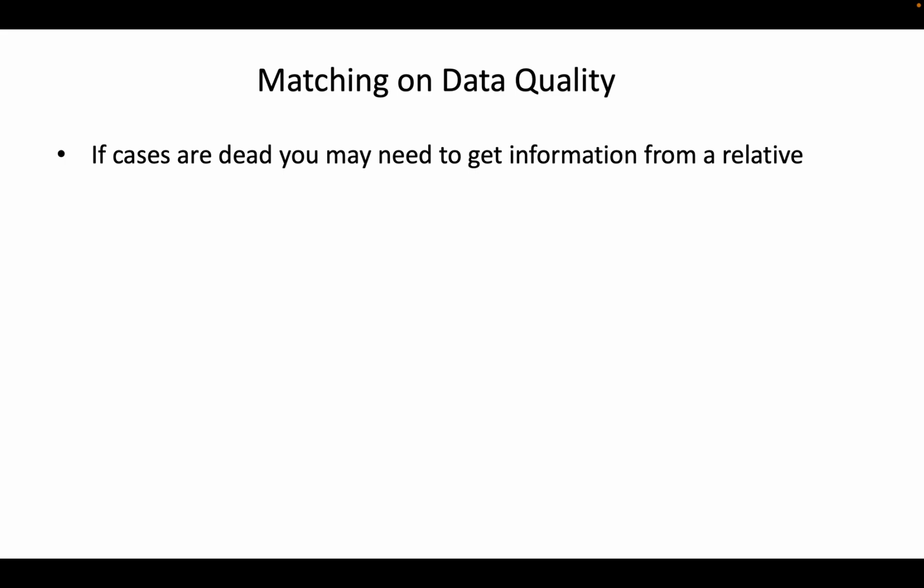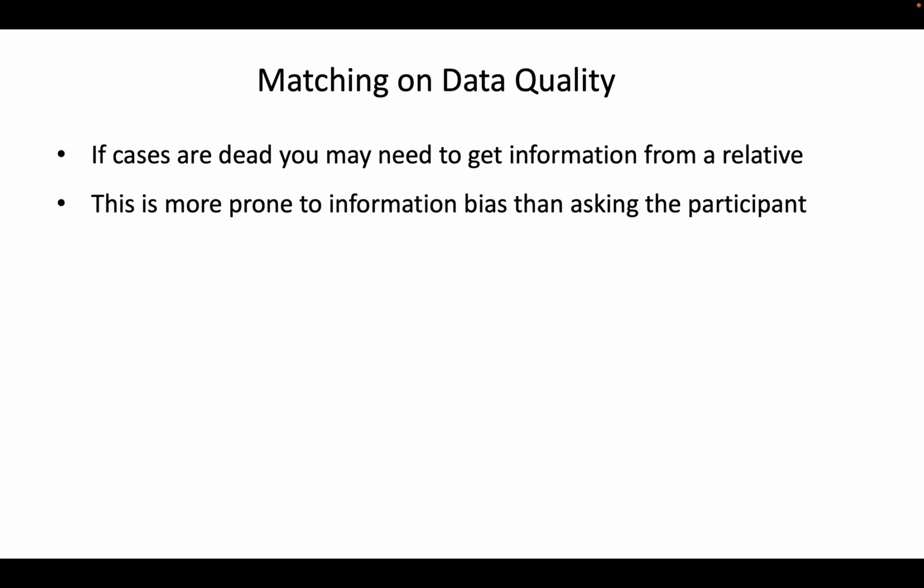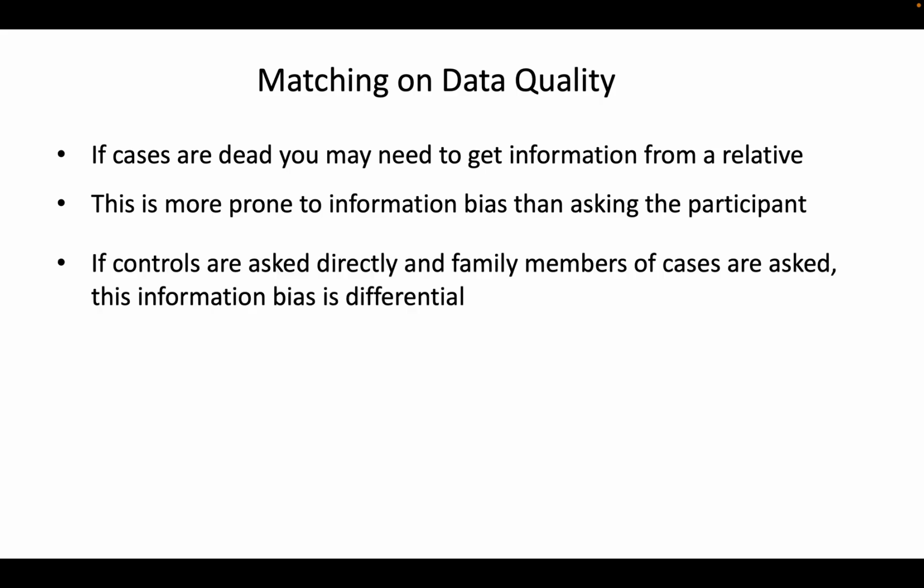Okay, so matching on data quality is an interesting one that's up for debate. People have different opinions on this. If your cases are dead and you need to get information from them, you usually use a proxy: you talk to their relative and get information from a loved one on that person who's dead. This is more likely to have information bias. It's more likely to be incorrect than if you ask the participant themselves. And if controls are asked directly and family members are asked for cases, that's differential information bias, in the sense that the rate of error is higher in cases than controls.